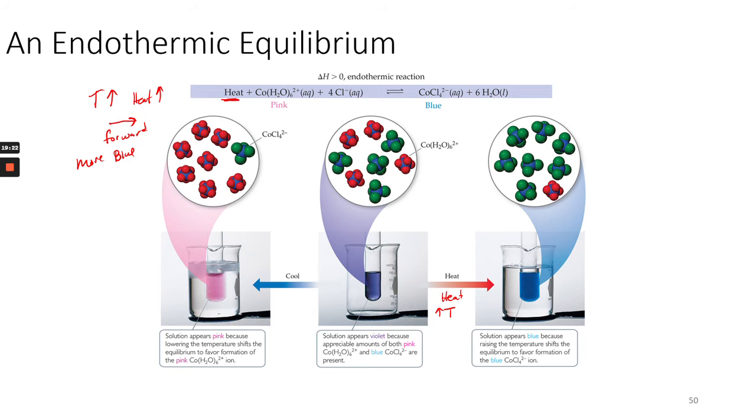If I remove heat, if temperature is decreasing, my heat becomes lower than it should be. So which side of the reaction is too high? If this is low, then this side's got to be high. So that means it's going to shift to the left, or the reverse reaction, and it should turn pink. And that's happening here. You see here it says cool, which means you're decreasing the temperature, which means your heat is decreasing.